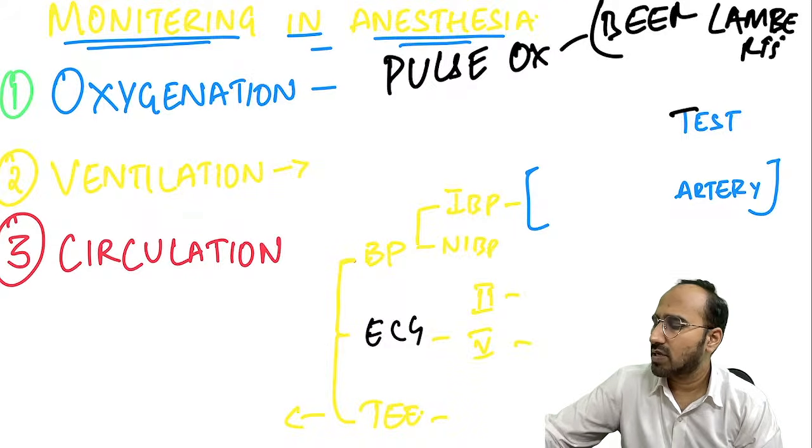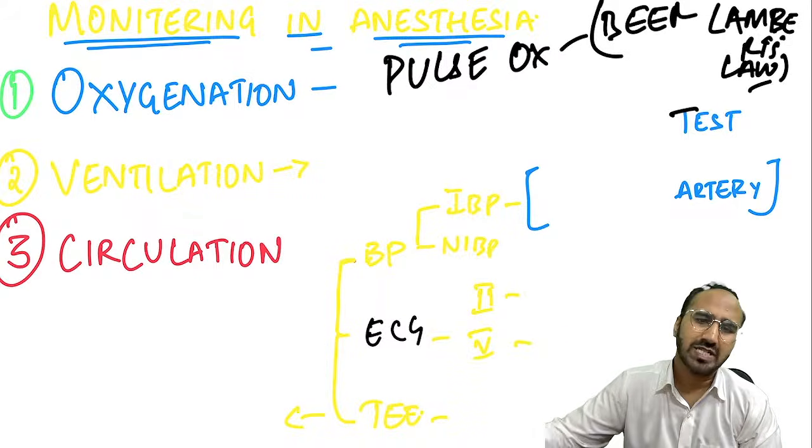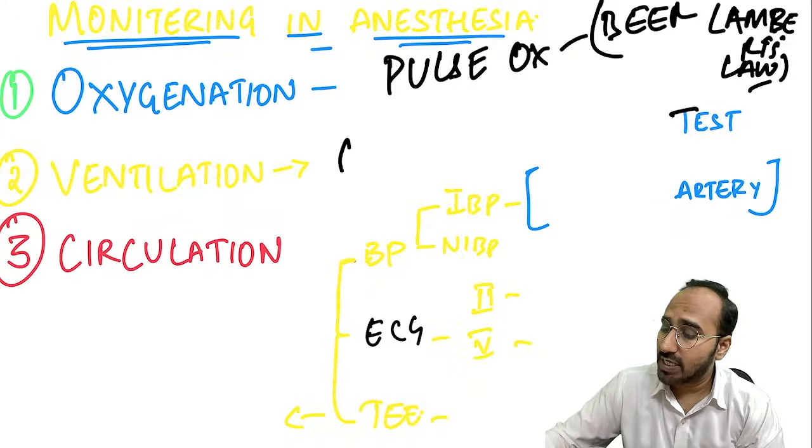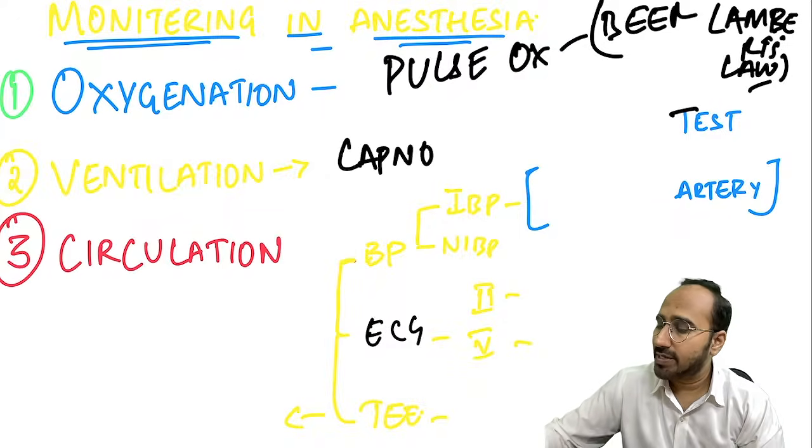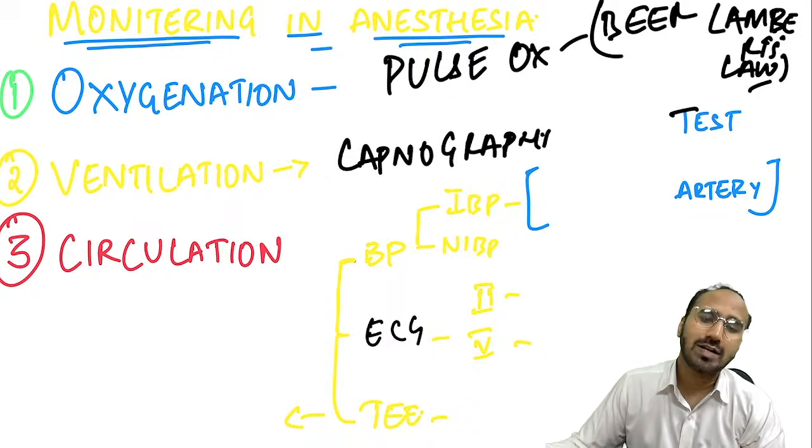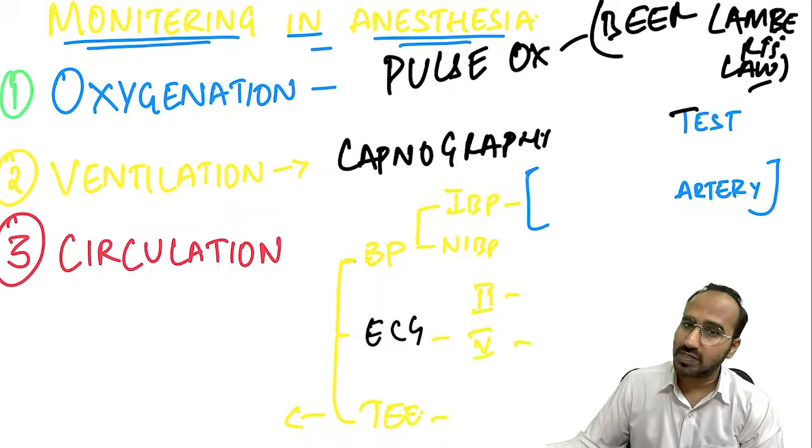Beer-Lambert's law. Law of absorption and reflection. Next, ventilation. For ventilation, what you need to monitor? You need to monitor the capnograph. Okay. Next, circulation. Circulation can be monitored by BP, ECG, and transesophageal echocardiography.